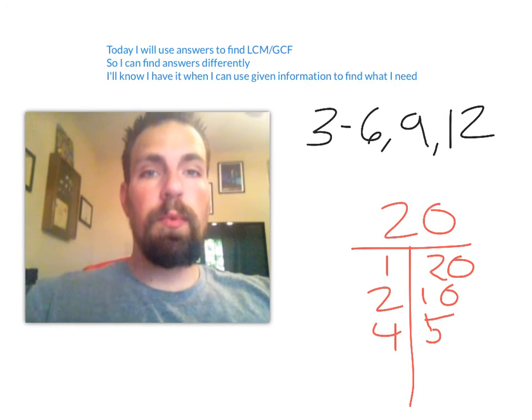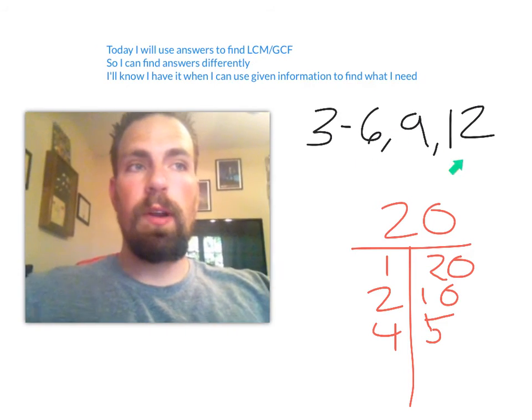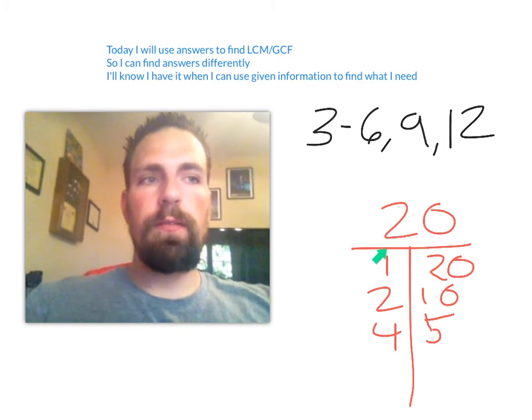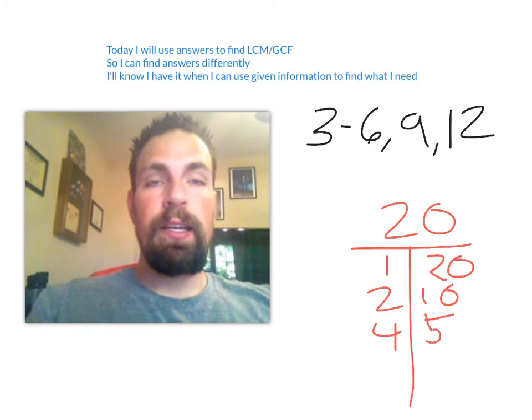So the big thing to remember is the difference between multiples, which is when you have a number and you count on, and factors, which is when you have a number and you figure out what numbers evenly divide into it.